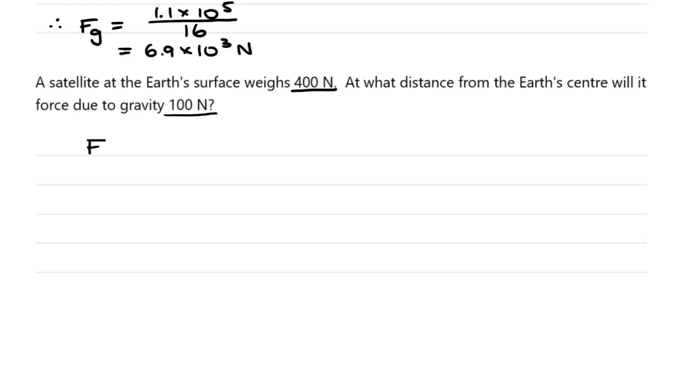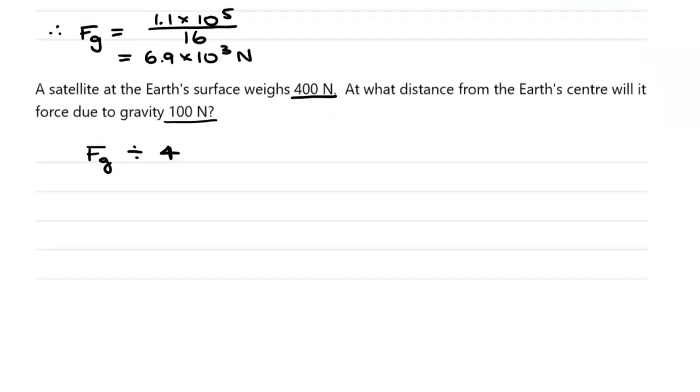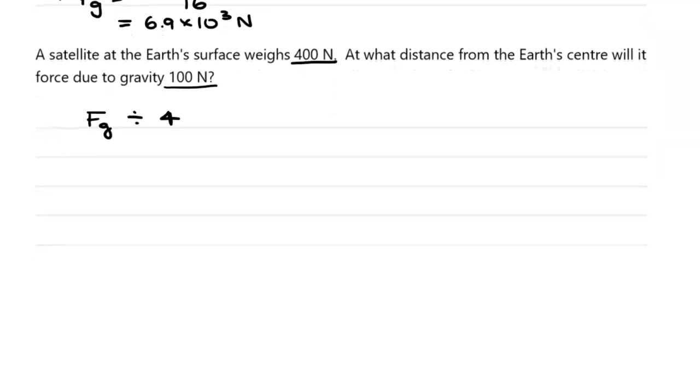Okay, in this example, the force due to gravity has divided by 4. So doing the opposite of what we did above, that means that the radius needs to be multiplied by the square root of 4. So that's going to be times 2. So that means the radius has got to equal 2 times the radius of Earth. So we're using that inverse square relationship here.